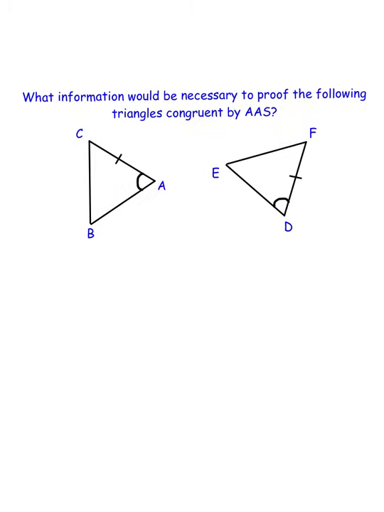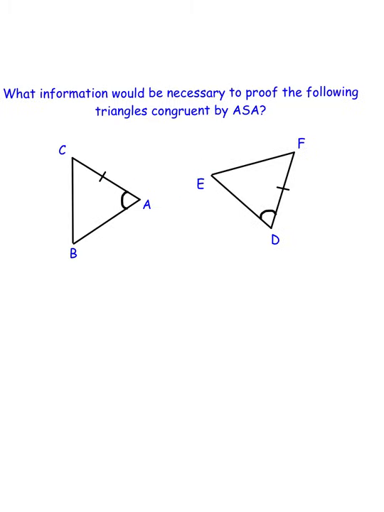Second one, what information would be necessary to prove the following triangles are congruent by angle, angle, side? If I look, angle, angle, side means I need 2 angles, then a side. Here's the side, here's an angle, so I need this angle. Here's a side, here's an angle, that means I need this angle here. So I would need to know that angle B is congruent to angle E. And again, that would give me angle, angle, side.